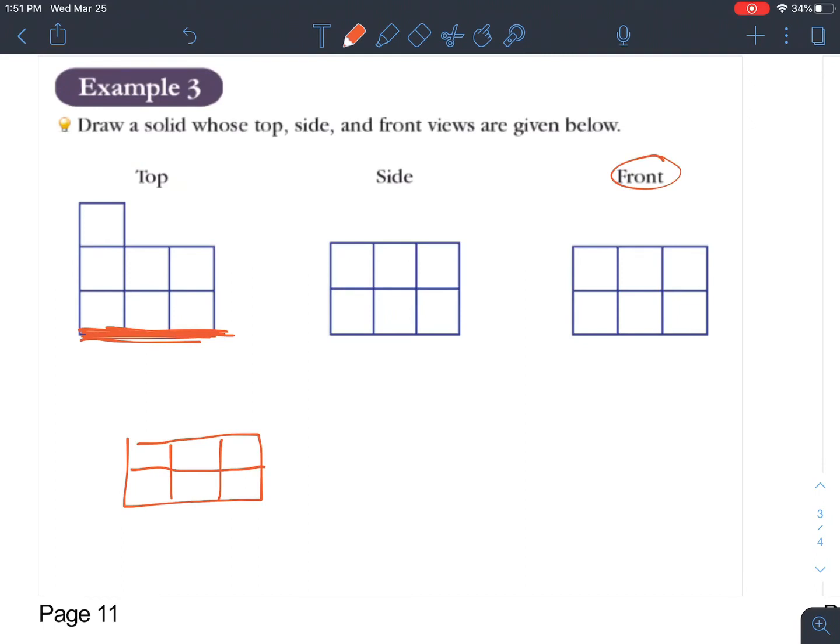So I know that we are going to have, I'm going to draw this row first. So I'm going to go back 1 and across. Then I'm going to do this row. So it's going to be back again and across. And then lastly, we just have 1 block right there. And I've got that. And then I'm going to draw this here, and I now have the top view drawn.